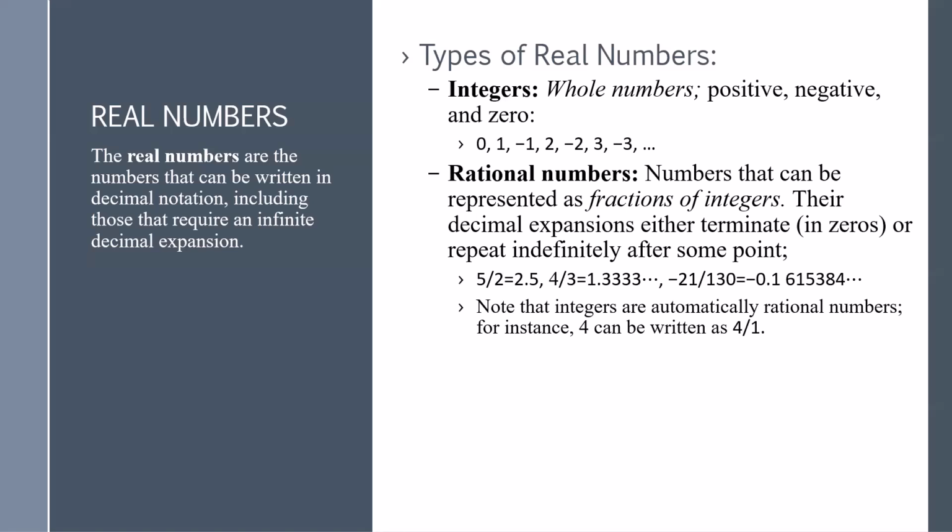Rational numbers. These are numbers that can be expressed as fractions. So things like 5/2, or 6/10, or negative 21/30. These decimal numbers will eventually terminate or repeat. Be aware, though, that all integers are also rational numbers, because we can write a number, for example, 4, as 4/1.